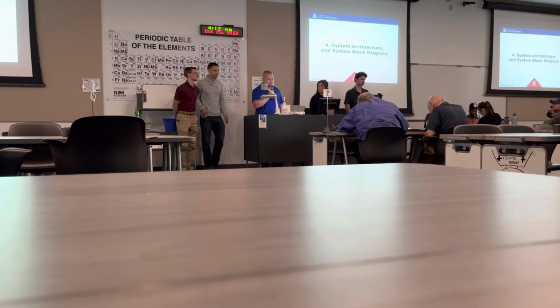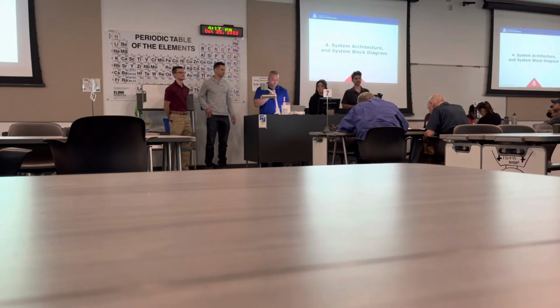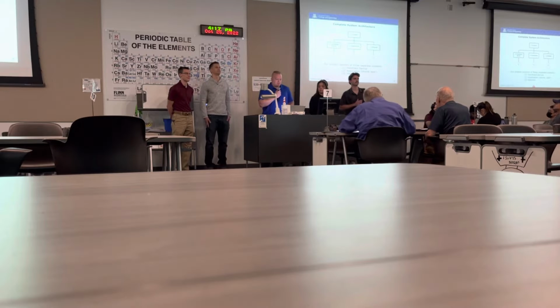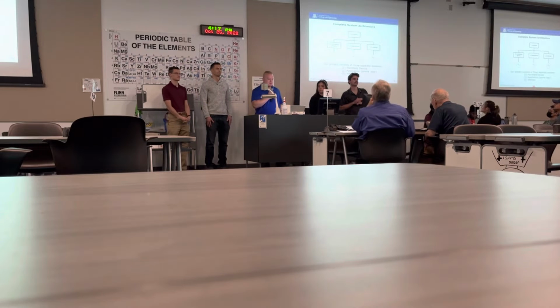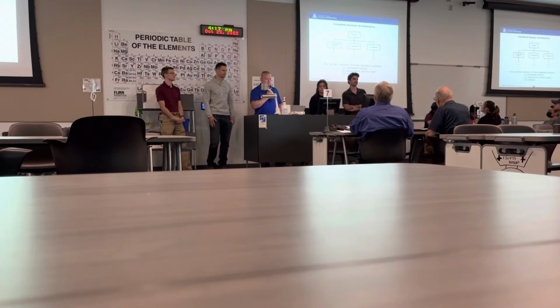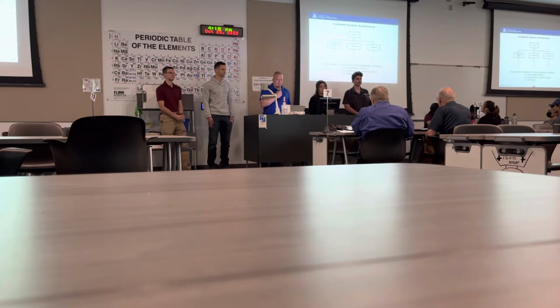Let's talk about system architecture and the system block diagram. As has been mentioned, our system consists of really 3 subsystems, each of which itself could be considered a system on its own. That would be the handheld device, which is an embedded system, the application or the phone app, and the website.